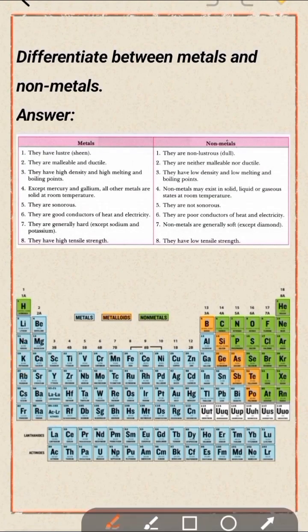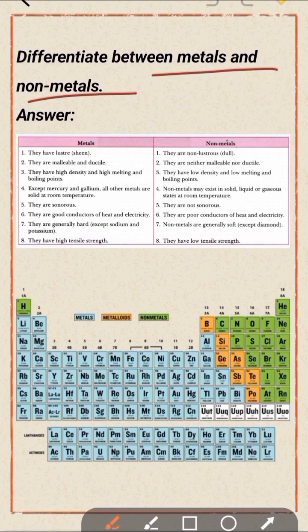Differentiate between metals and non-metals. Metals are lustrous. Non-metals are non-lustrous, dull. Metals are malleable and ductile. Non-metals are neither malleable nor ductile. Metals have high density, melting point and boiling point, but non-metals have low density, melting point and boiling point. Exceptional cases for metals: mercury and gallium.